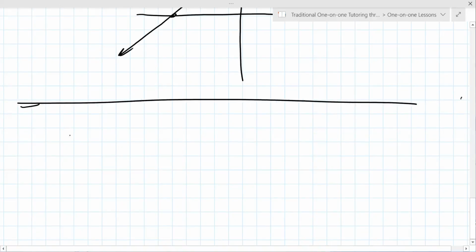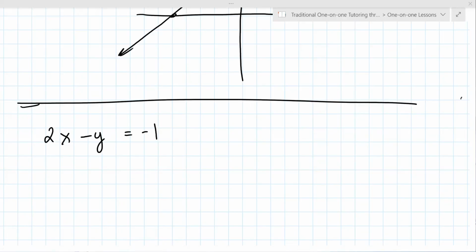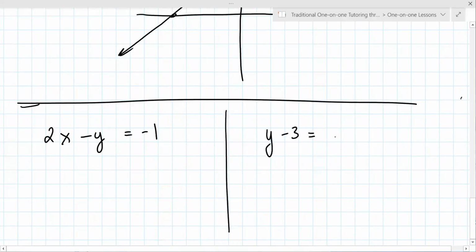All right, so it's going to be 2x minus y equals -1. And then the next one is, all right, the next one here is y minus 3 equals 2, x plus 1. All right. Okay, so give that a try, please.